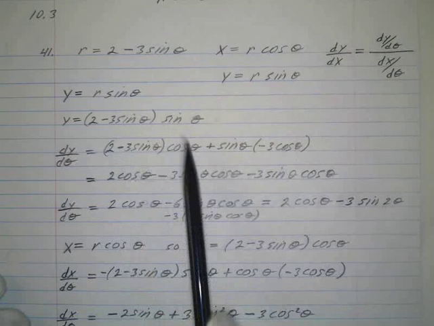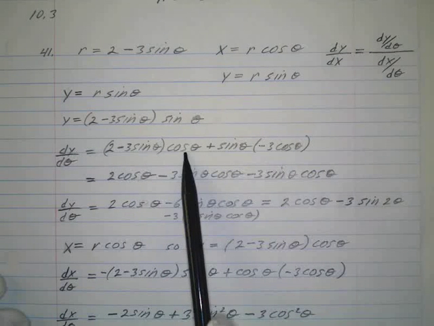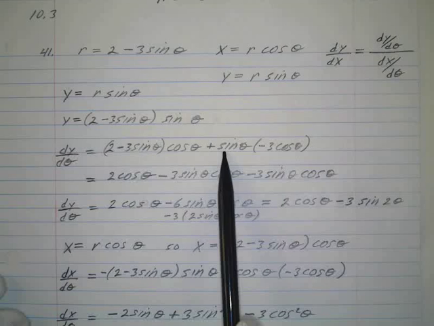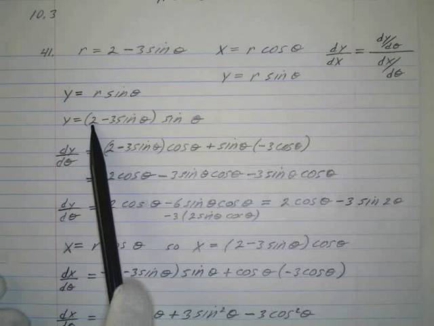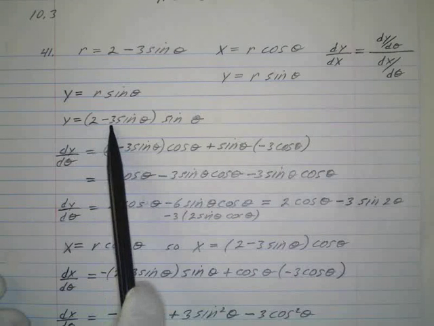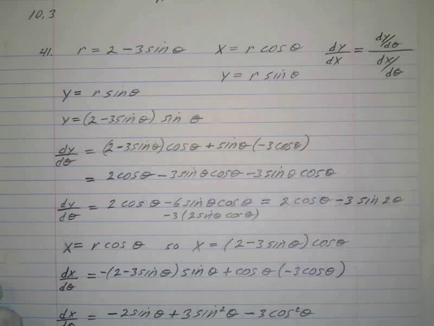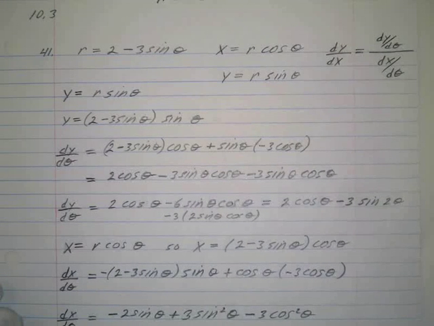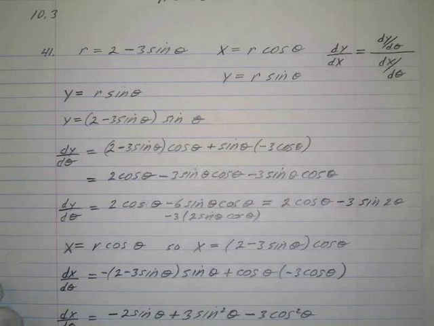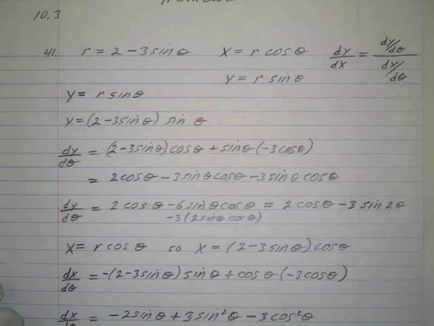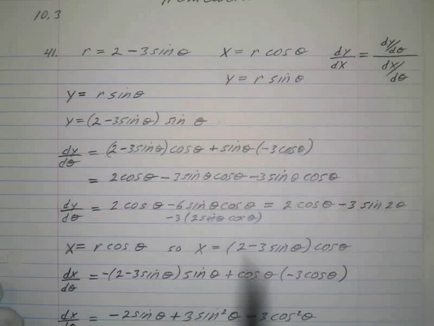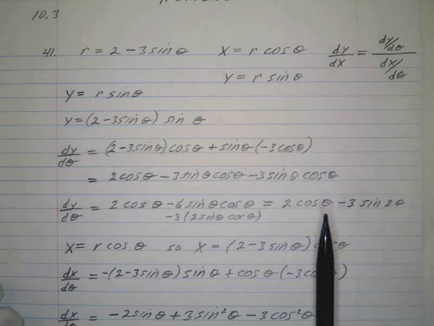Okay, first times the derivative of the second, so the derivative of sine is cosine, plus the second, sine, times the derivative of the first. Derivative of 2 is 0, and that's going to be negative 3 cosine of theta. All right. And you could leave it in a pretty raw form. I just simplified. And this is stuff you should be able to do anyway, things you should know how to do as far as the simplifying.